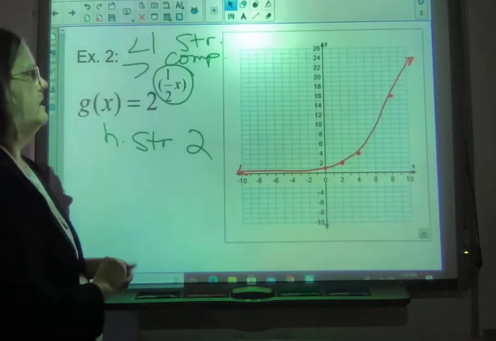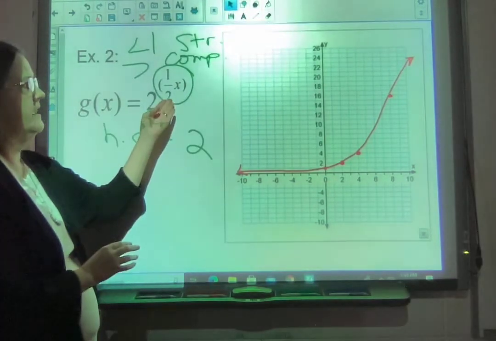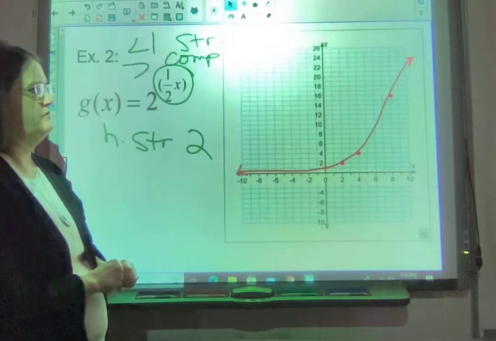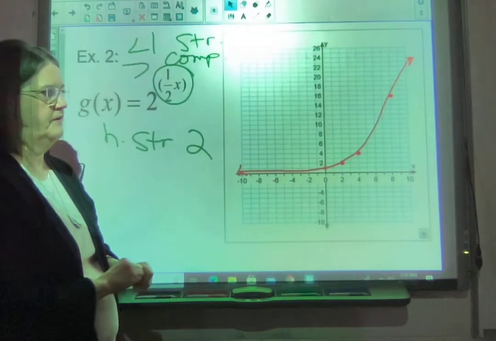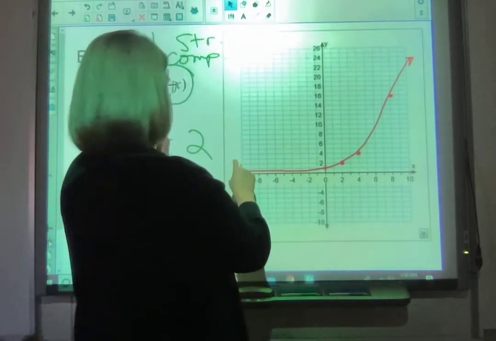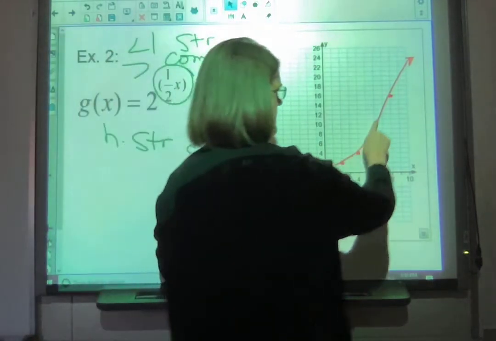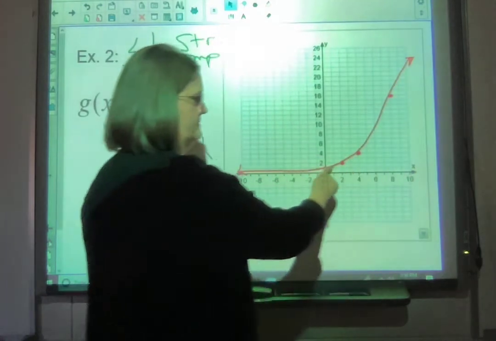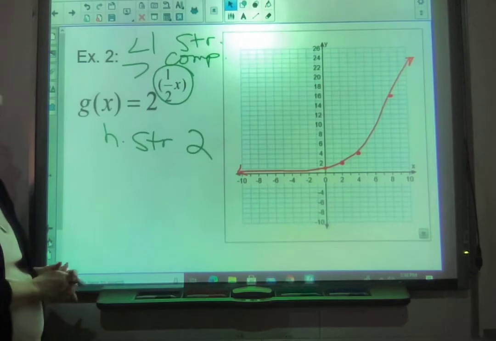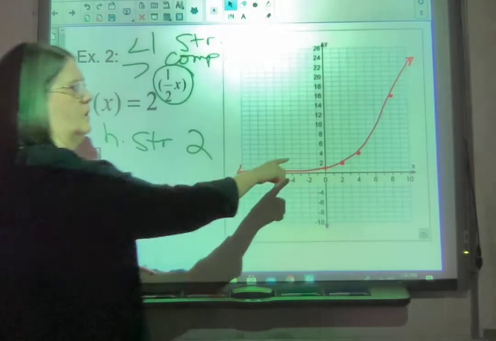Now, this one, again, is not a compression, it's a stretch. It's a horizontal stretch of 2. I did not graph the parent graph here. I just did the graph of 2 to the 1/2 x. And remember, you're going to be using Desmos. You're going to put that into Desmos. There's a table function in Desmos. Hit the table function and use it to help you graph these graphs.